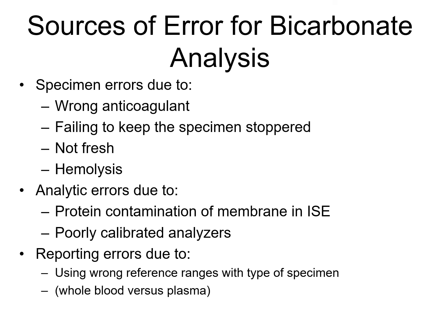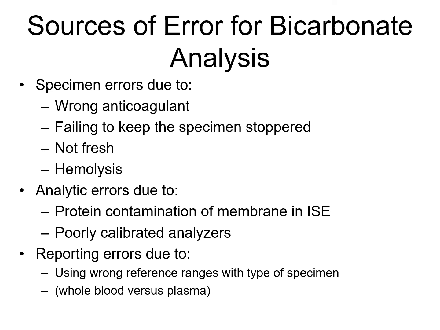Possible sources of errors are the following: specimen errors, so wrong anticoagulant. If we fail to keep the specimen stoppered, the carbon dioxide will leak. Also when the specimen is not fresh anymore, or when there is hemolysis. What else? Analytic errors because of possible contamination of the membrane with protein, and poor calibration of the analyzers, right?